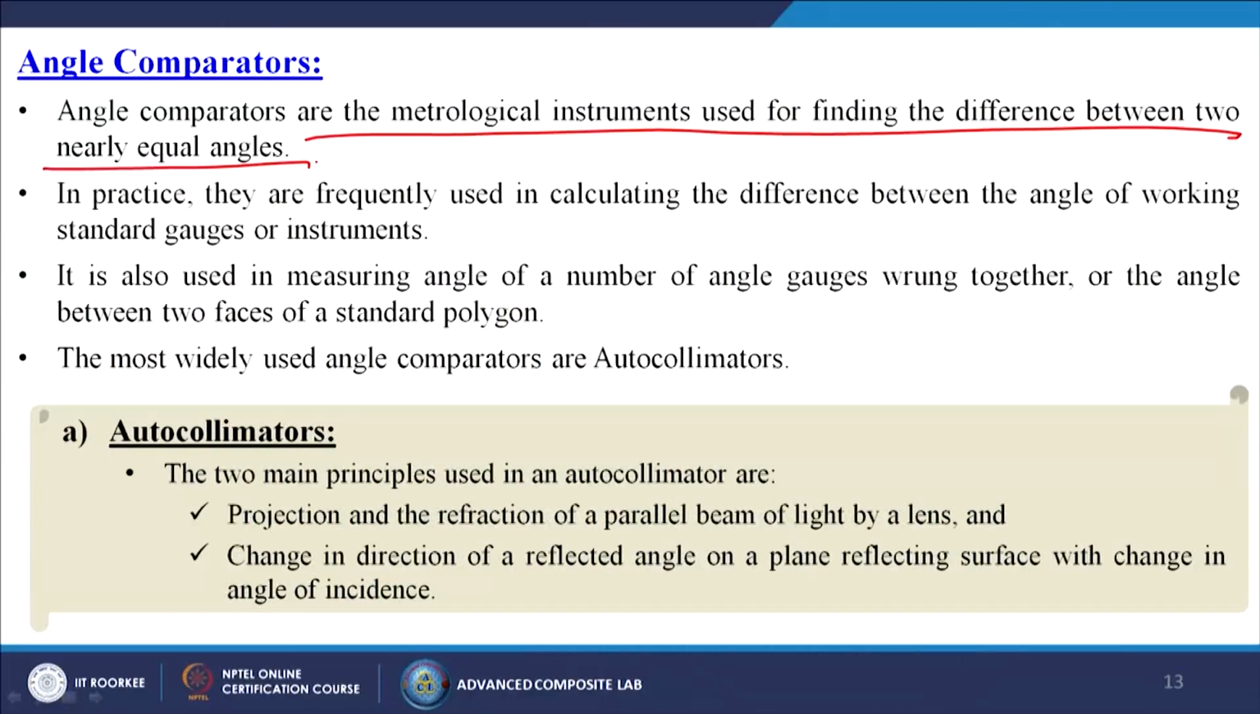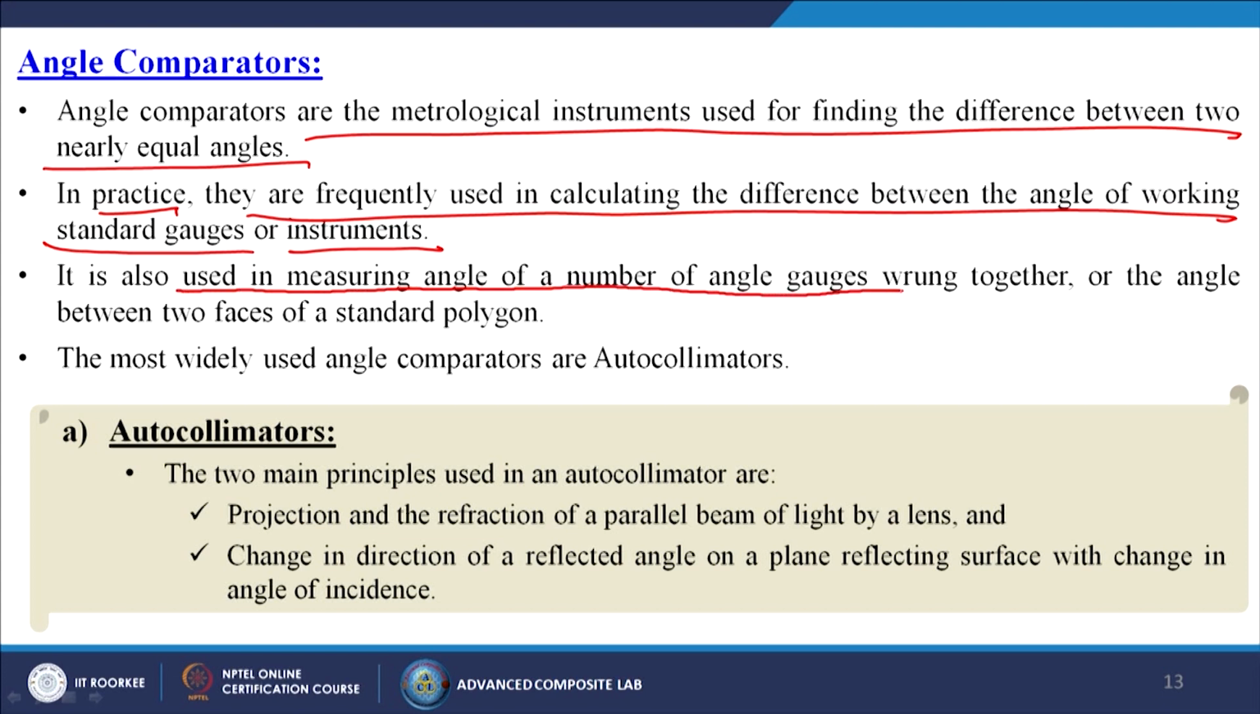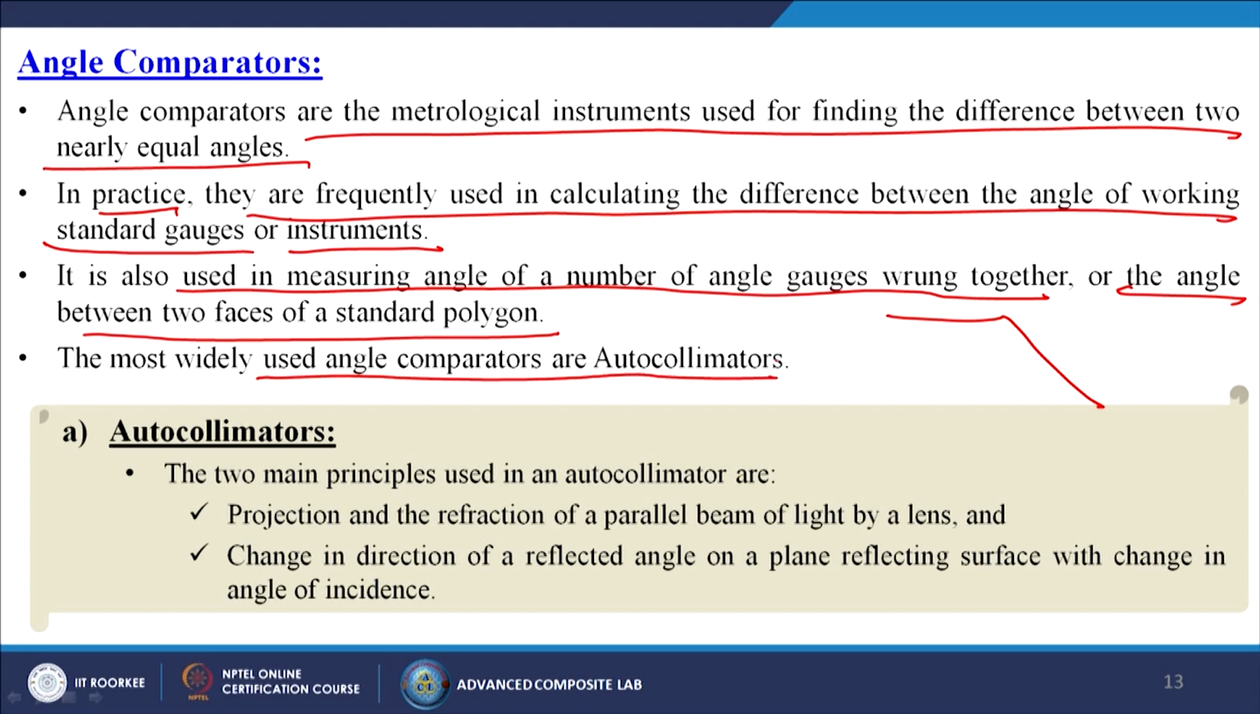Now come to the angle comparators. Angle comparators are the metrological instruments used for finding the difference between two nearly equal angles. In practice, they are frequently used in calculating the difference between the angles of working standard gauges or instruments. They are also used in measuring the angle of a number of angle gauges wrung together, or the angle between two faces of a standard polygon. The most widely used angle comparators are the autocollimators. So, what is an autocollimator?